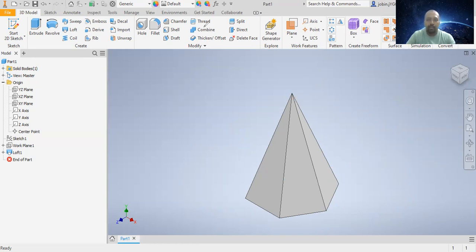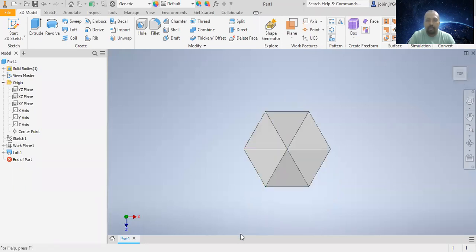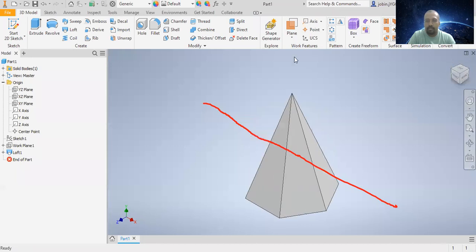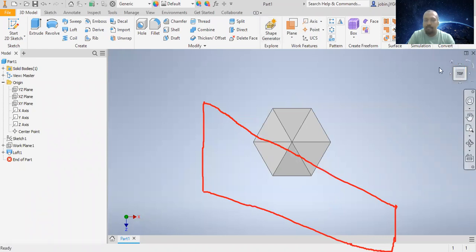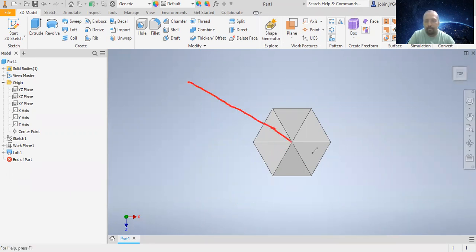So I will take the top view, and I will draw the cutting plane. So this is the cutting plane.